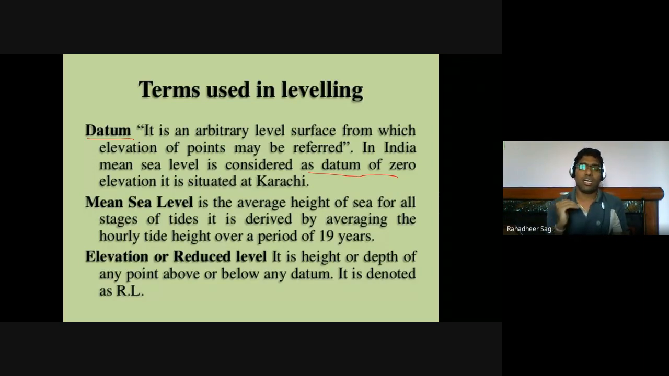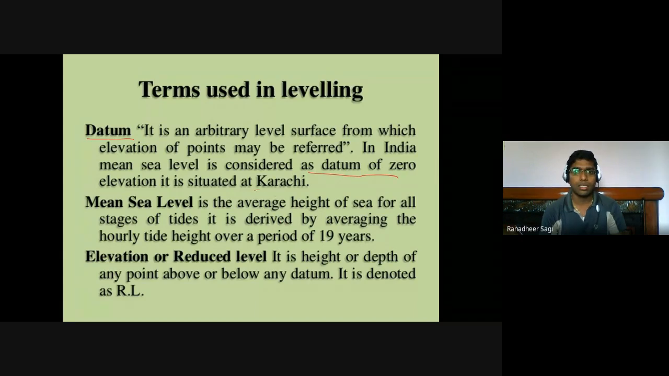So the reference we are talking about is the mean sea level, and it's not the mean sea level at any other point throughout India, but we have a standard particular place where the mean sea level position is taken as your 0th elevation point, and from that point we determine the elevations of various points. That reference, which we call the datum, is what we consider in India as your mean sea level, and the position of that mean sea level, which has 0th elevation, is situated at Karachi.